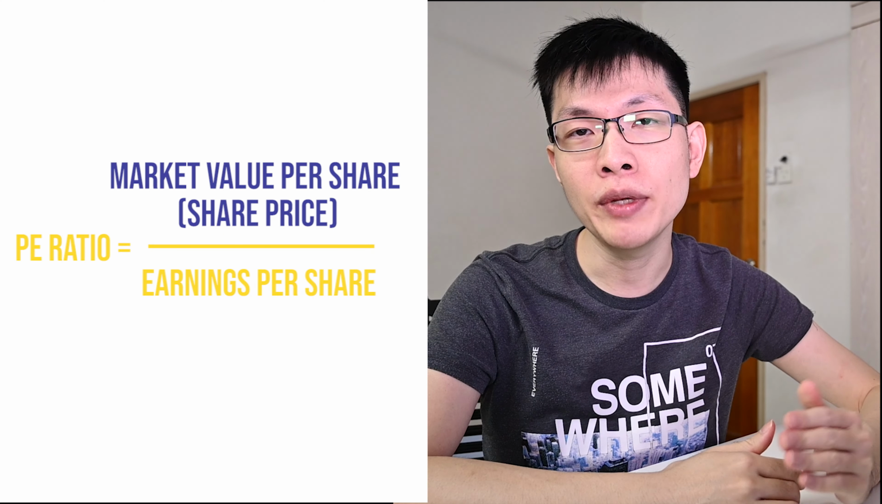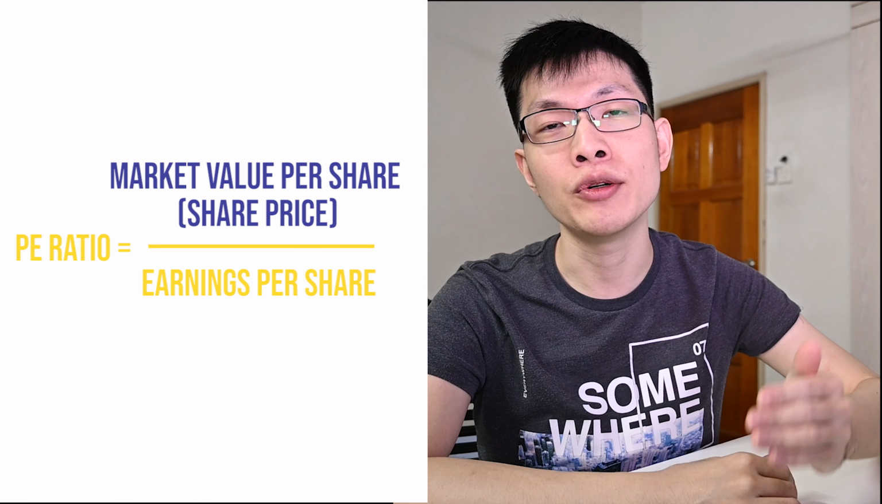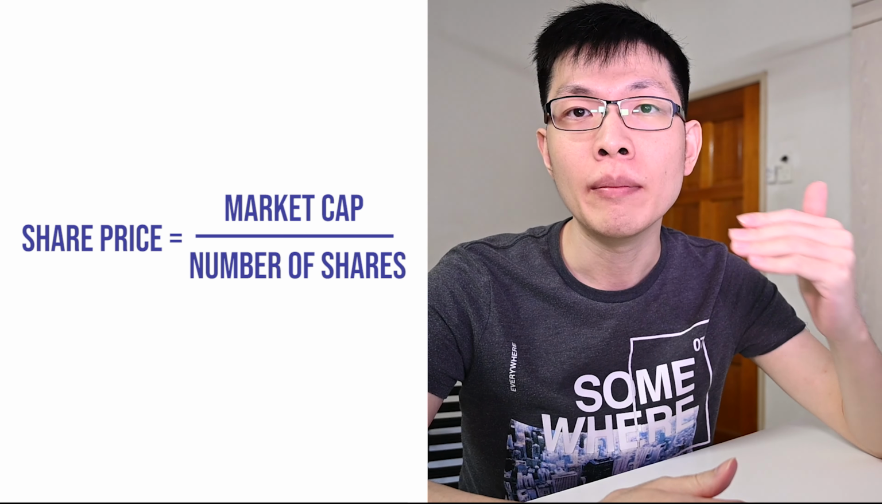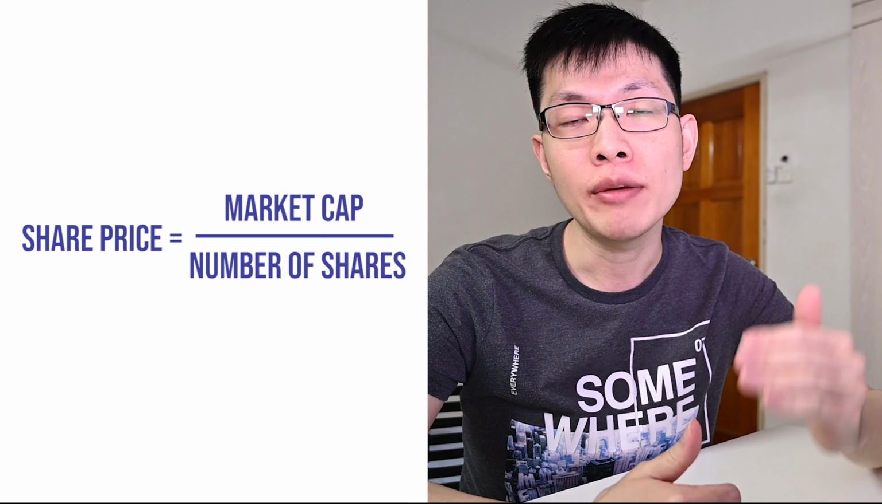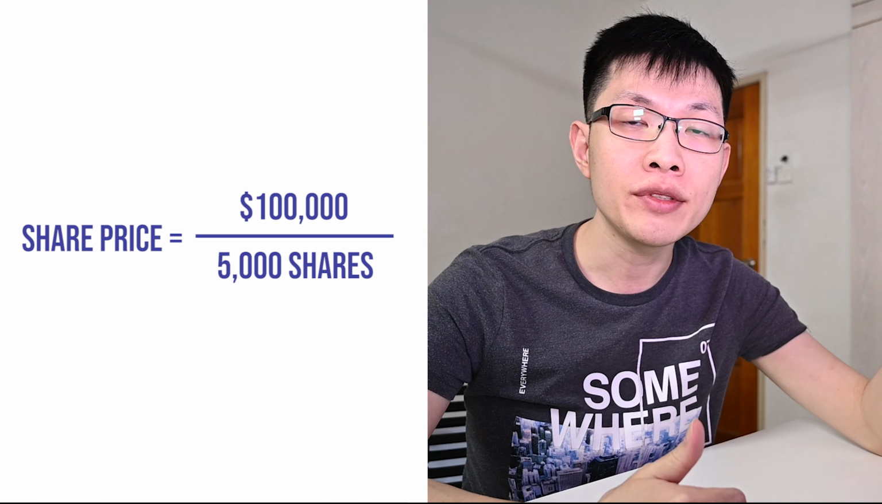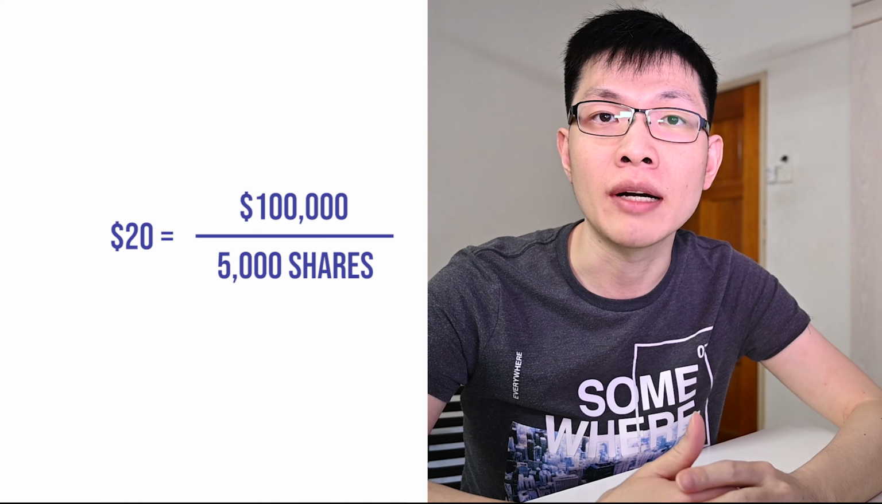To illustrate further, let's have a look at the formula. As you can see from the formula, the PE ratio is equal to the share price of the company divided by the earnings per share, also known as EPS. The share price here represents the price tag of the company, and of course you can look up the share price from the internet. But in this case, I will show you how we derive the share price. You derive the share price by dividing the market cap, which is the valuation of the company, by the number of shares. For example, if the market cap of the company is 100,000 and there's a total of 5,000 shares, then 100,000 divided by 5,000, you arrive at 20. $20 is the share price of the company.